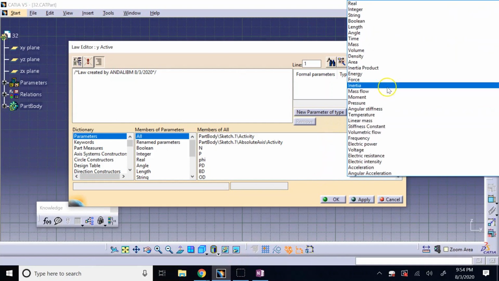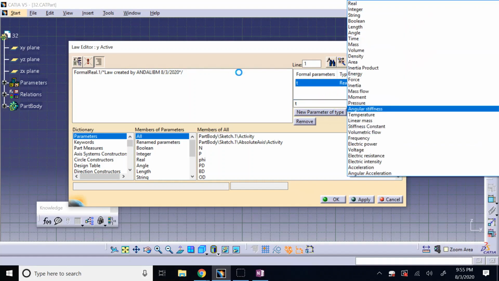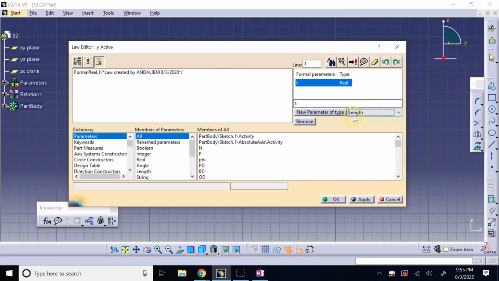So it says create for me a new parameter of type real, right? And then if you basically go here, you can change the name. So I want it to be t. Then create one of type length for me. And then the name of that, you call it what? Y. So I got both of my parameters.